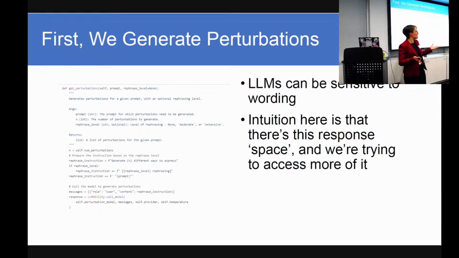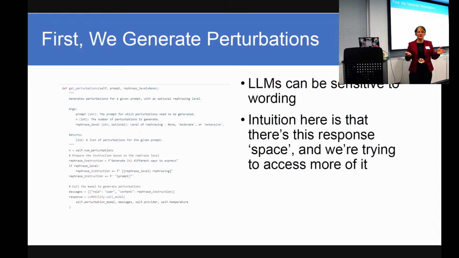And so that's the motivation behind this. We know that LLMs can be sensitive to how we word things. So let's try rewording some things while preserving basically what the prompt means, and we'll see if we can access more of that space. So I have a prompt which basically has different reward levels.